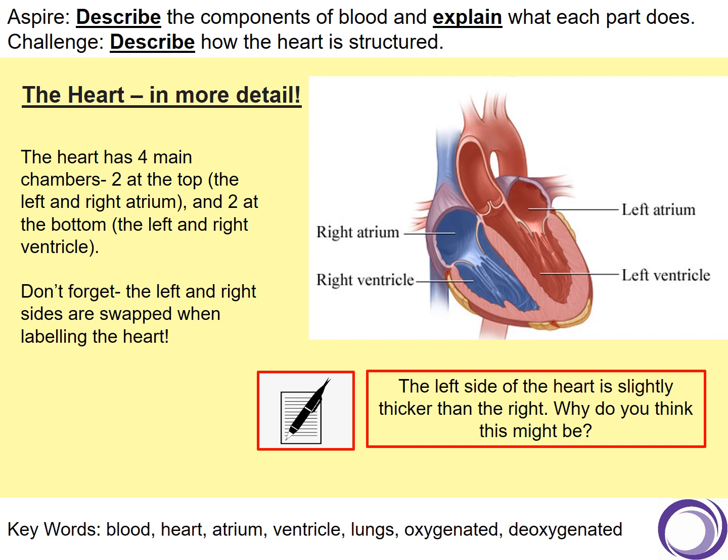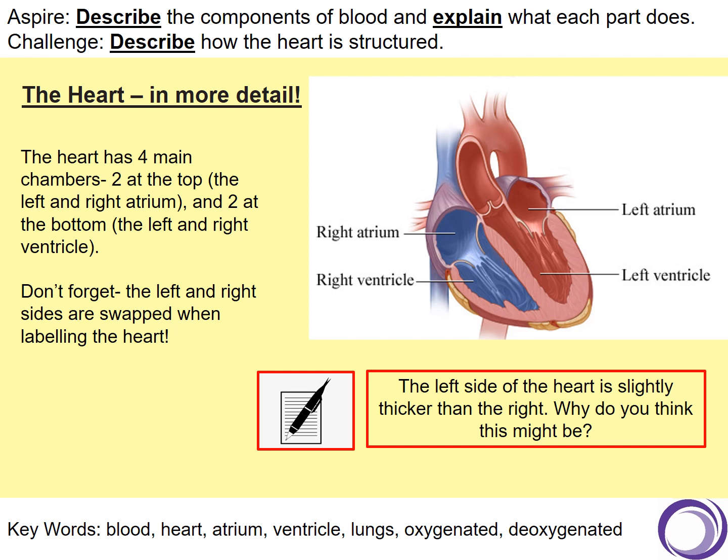Now the heart has 4 main chambers. It has 2 chambers at the top, which are slightly smaller, the left and the right atrium. And it has 2 chambers at the bottom, the left and the right ventricle, and they are slightly larger.